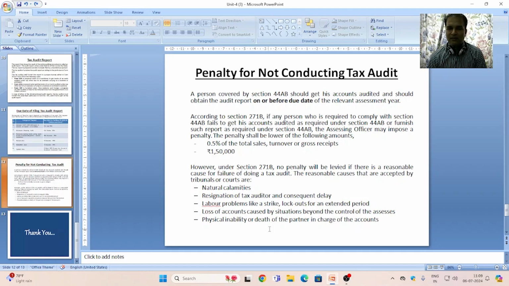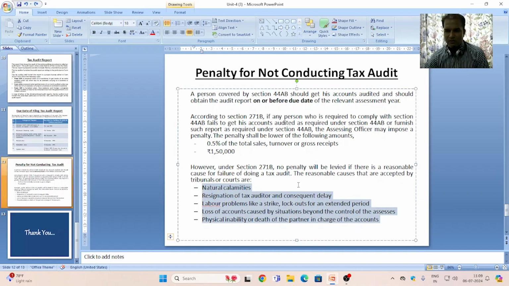But all these excuses or reasonable causes should be there, meaning one or two or all, at least one reasonable cause should be there. Then the assessing officer may waive the penalty or say that there is no penalty for non-conducting of tax audit.